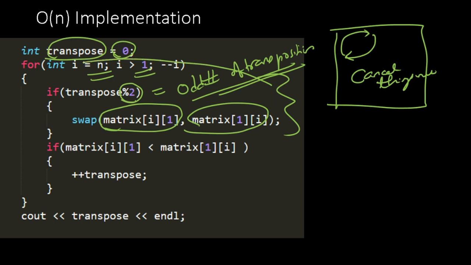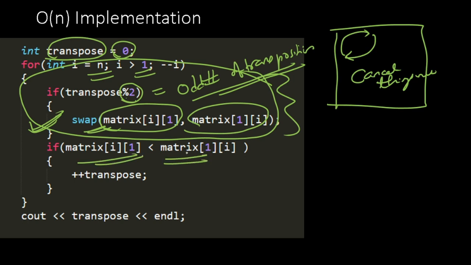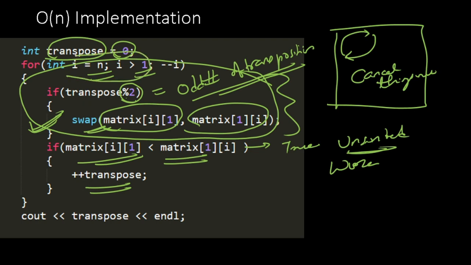So we just check if there is an odd number or even number of transpositions. If there is an odd number of transpositions, we actually do the transposition. We do a swap, and then we make the comparison. If the comparison is invalid, that is, if this is showing true, in other words, it is unsorted, it needs work. Then we do a transposition. So we'll keep on incrementing the count of transpositions. What is our complexity? We will walk through this loop once. So n elements. So it's an O of n implementation.